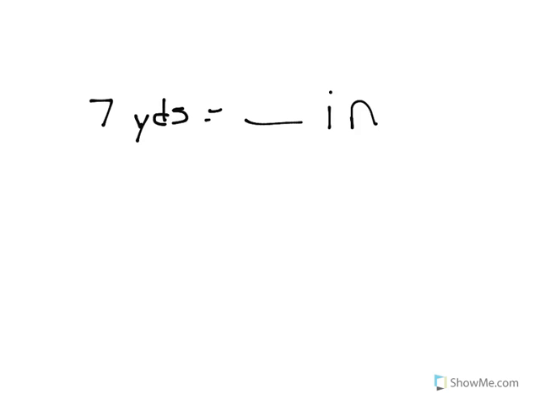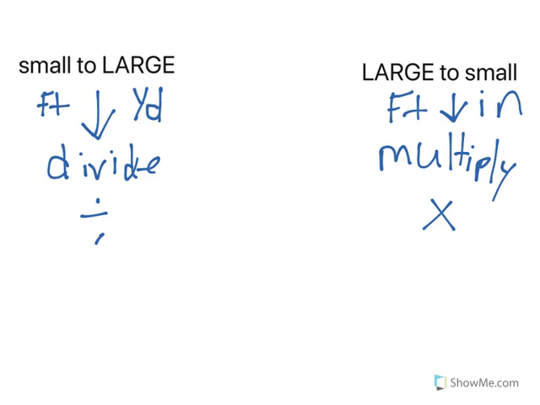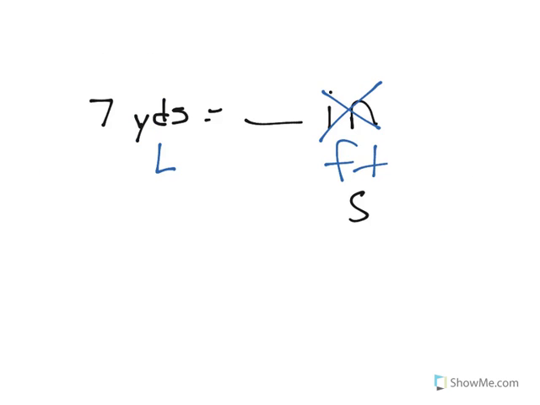Let's say that I have 7 yards and I'm trying to figure out how many inches this is. Actually, I'm going to make this feet. So, I have 7 yards and I have feet. Yards is larger than feet, so I'm going from a large to a small. If I go from a large to a small, that tells me I need to multiply.